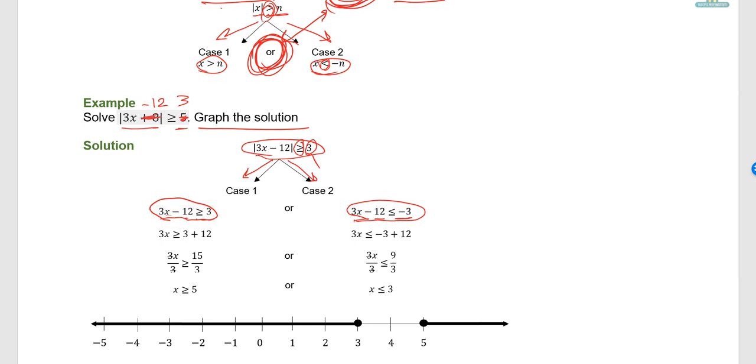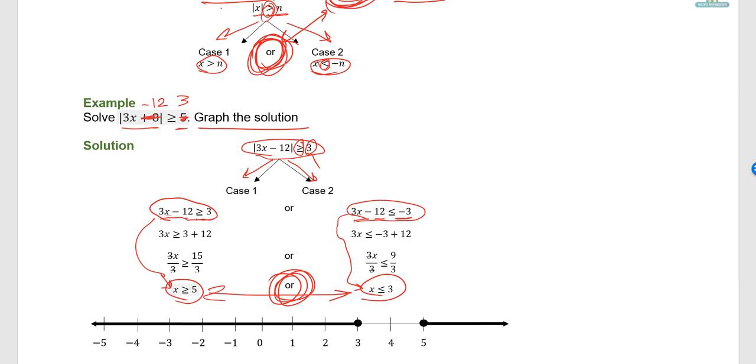So here we just followed typical inequality solving strategies to get to x is greater than or equal to 5. And here we just followed typical strategies to solve the inequality, and we got to x is less than or equal to 3. So now we have both of these expressions, and we need to take the or operand between them and graph them on the number line.